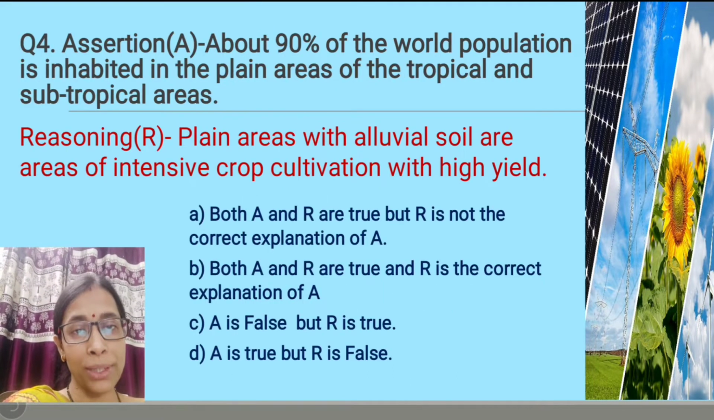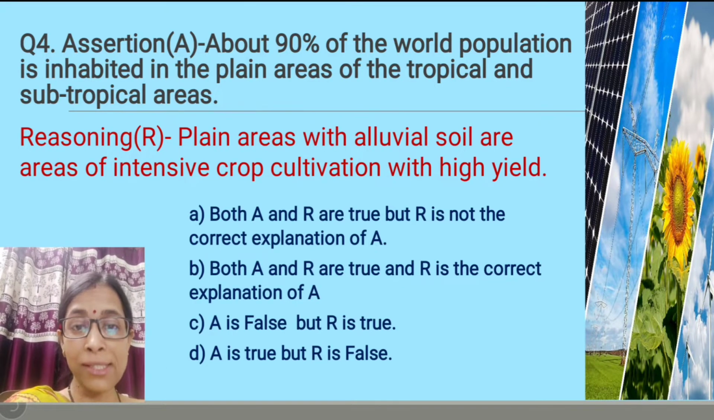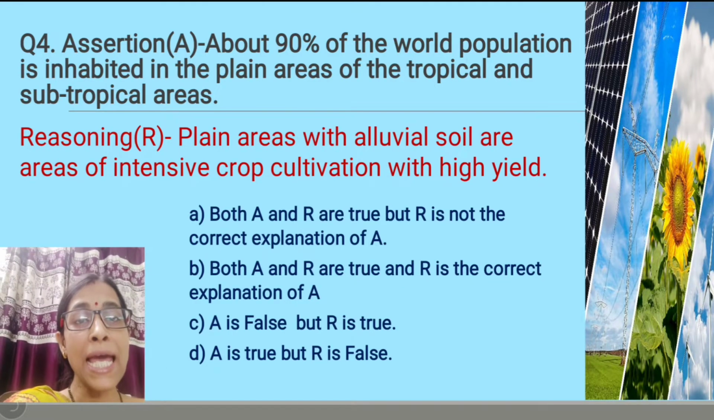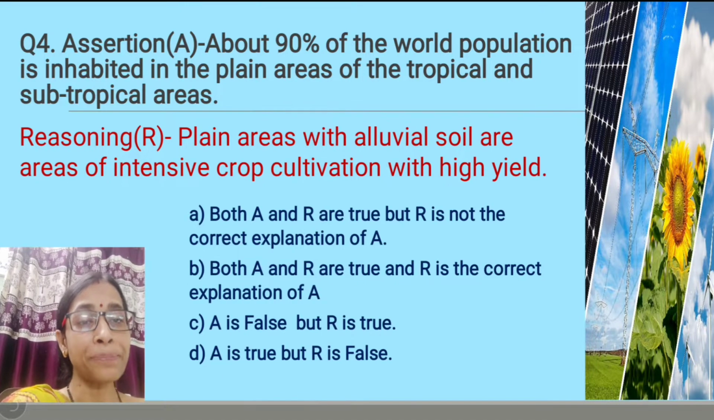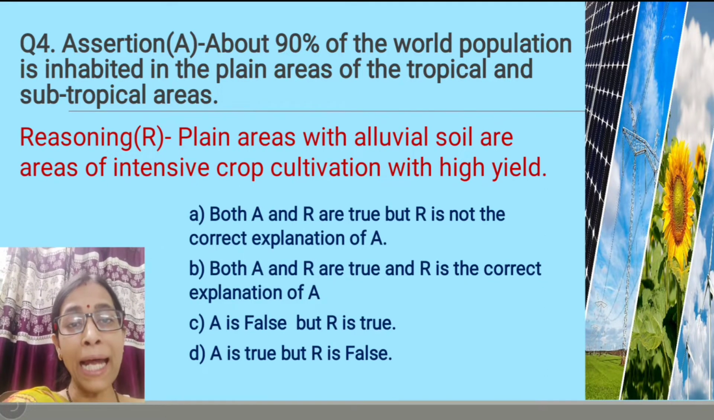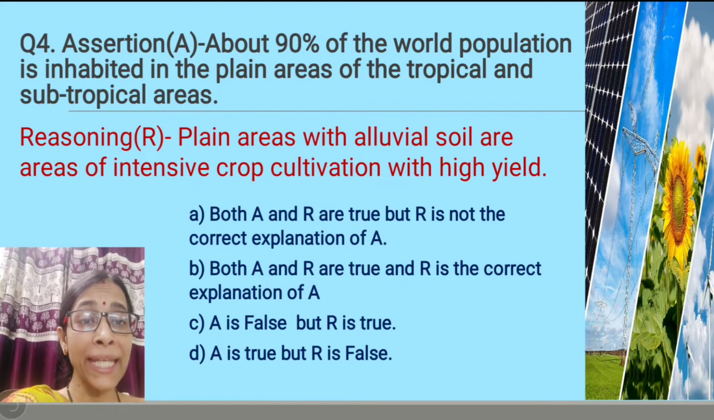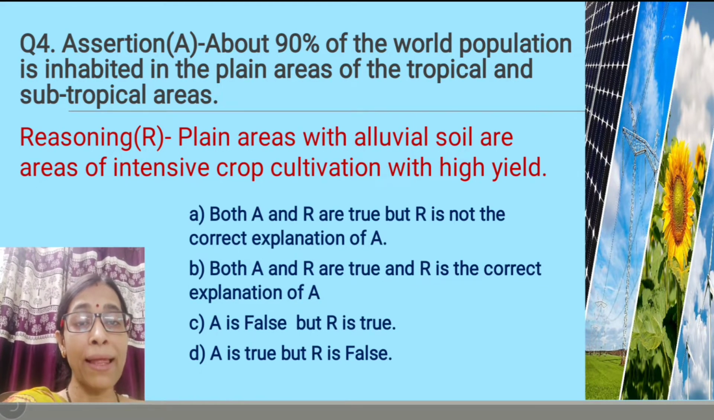Question number 4. This is an assertion and reasoning question. In the first video I have also discussed all these types of questions. So assertion is here. About 90% of the world's population is inhabited in the plain areas of tropical and subtropical areas. And this A is very correct. And reasoning here it is given, plain areas with alluvial soil are areas of intensive crop cultivation with high yield.